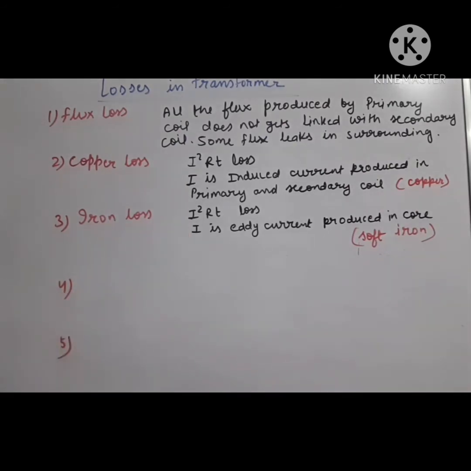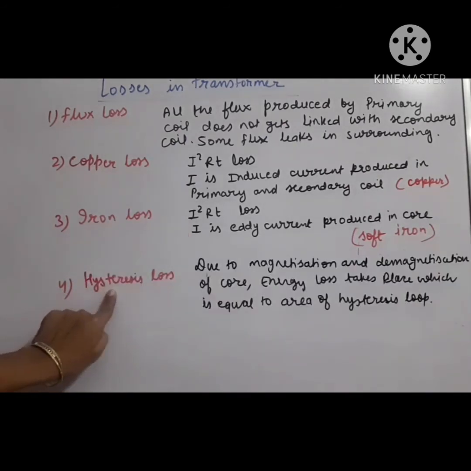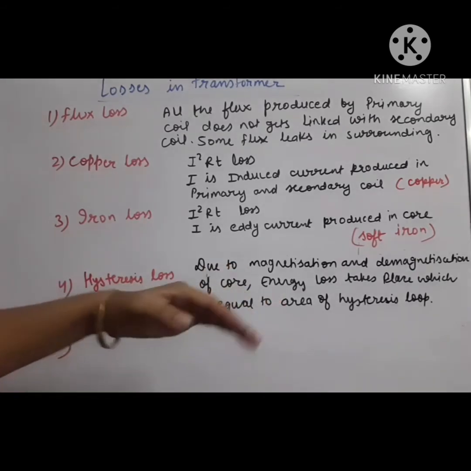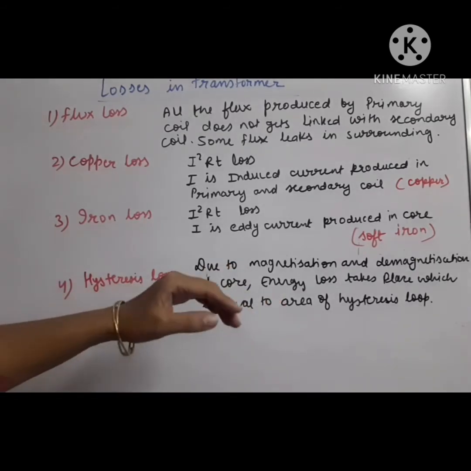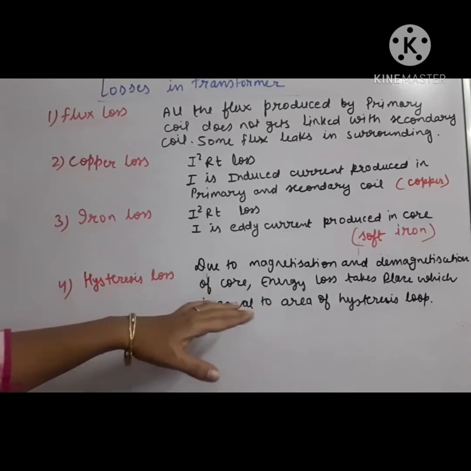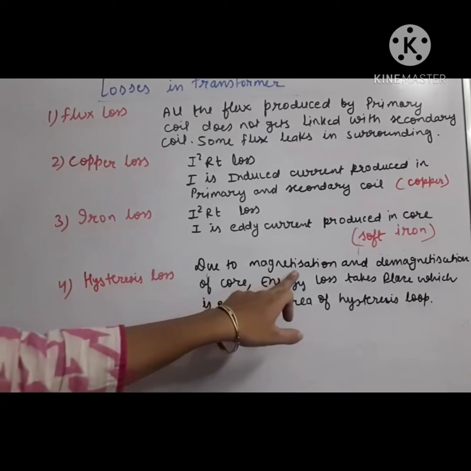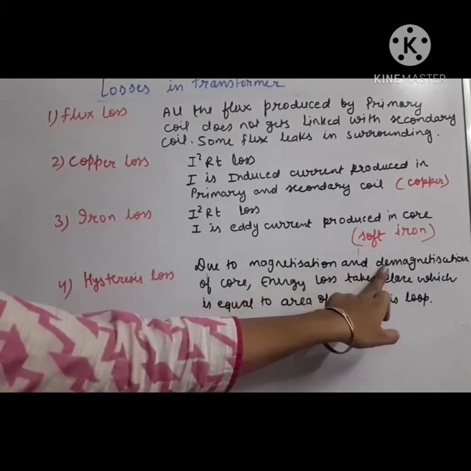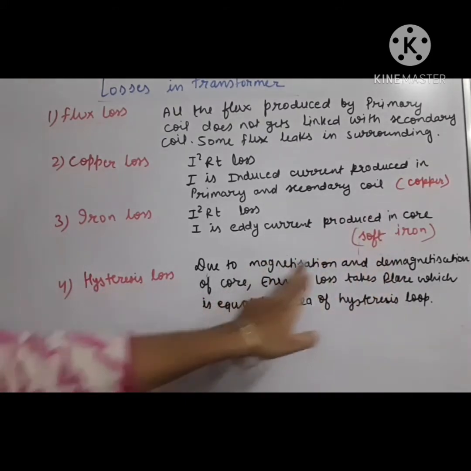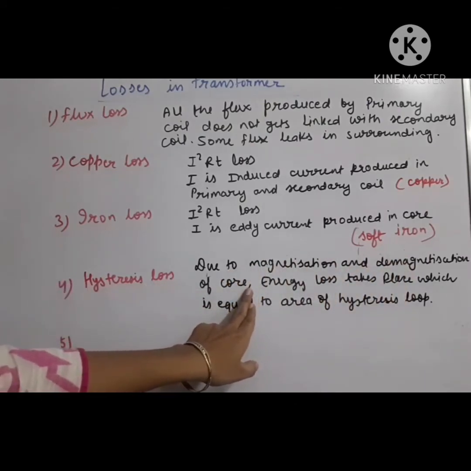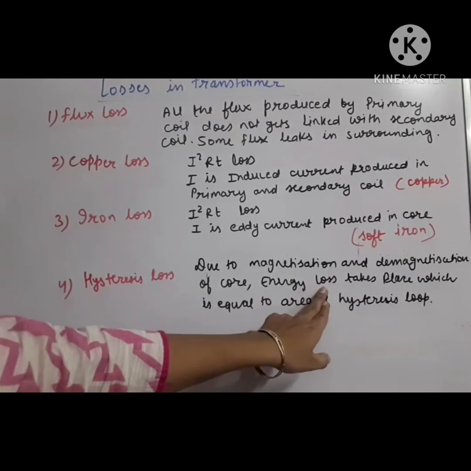Now the fourth loss is named hysteresis loss. Hysteresis loss we just now discussed. What happens when the induced current or alternating current flows through the primary and secondary coil? The core also comes under that change. So the core gets magnetized and the core gets demagnetized. Due to the magnetization and demagnetization of the core, some energy loss also takes place.